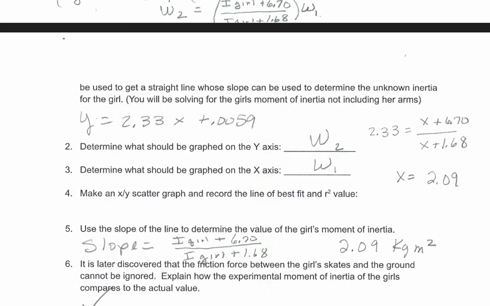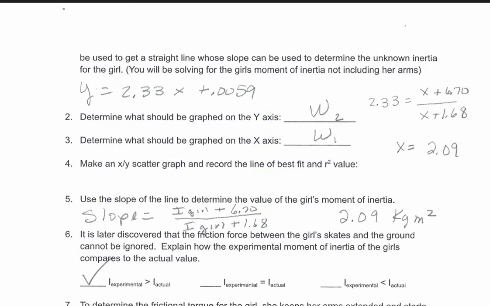Now it's later discovered that the friction force between the girl's skates and the ground cannot be ignored. So that means she's going to slow down. She's going to look like she's got more moment of inertia because she will resist changes in motion even more because of that friction force. So the experimental value of the moment of inertia will be greater than her actual.